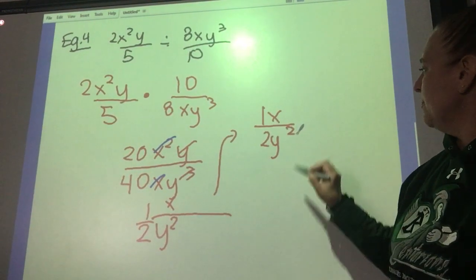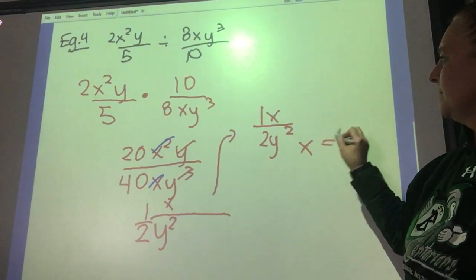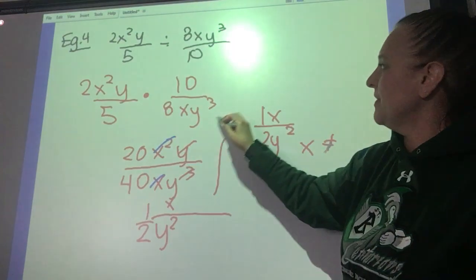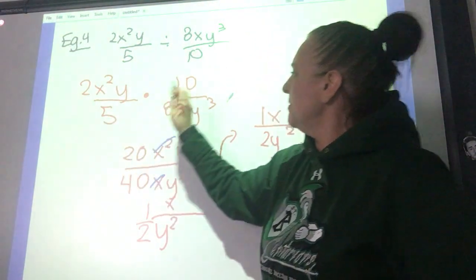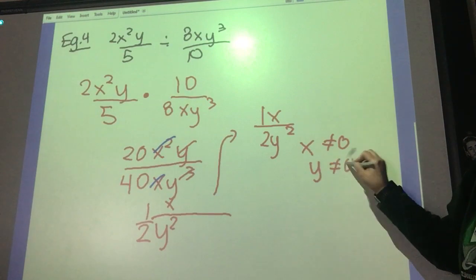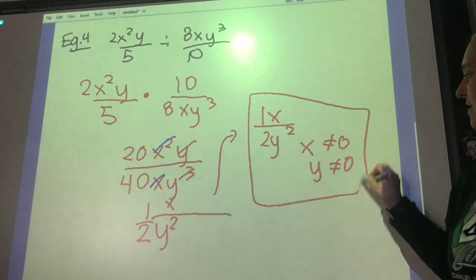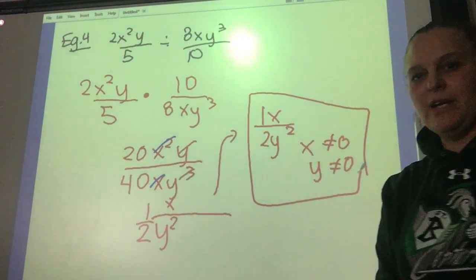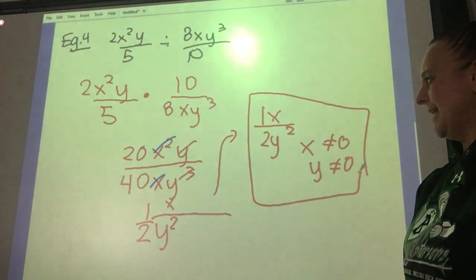And again, our non-permissibles. We have no non-permissibles here. Remember, we have to look at both spots. There's no variables, so x cannot equal 0 and y cannot equal 0. So it doesn't always involve factoring. Sometimes you're just multiplying and then just simplifying using our exponent rules from grade 10.